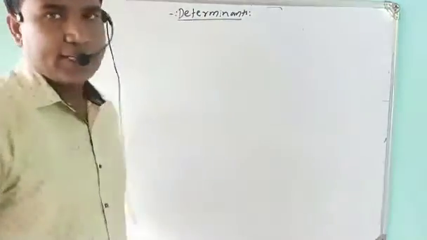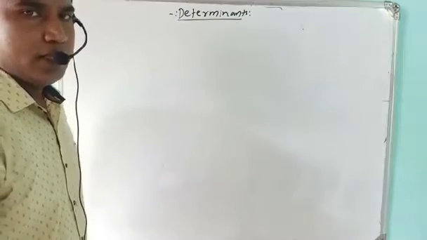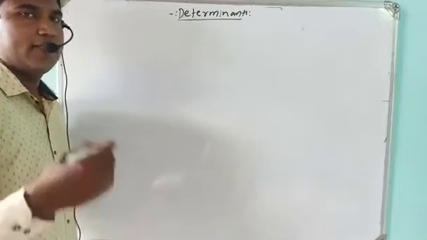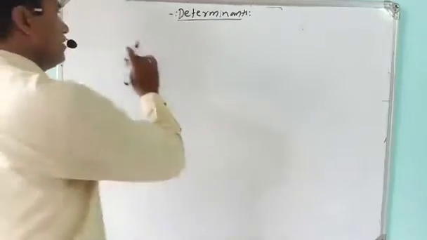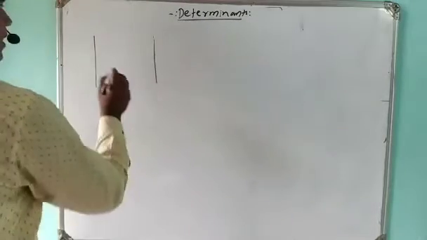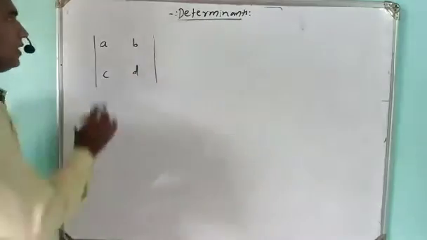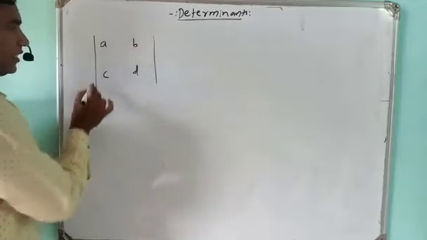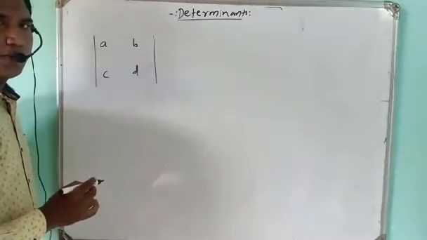As we know, the determinant chapter is already done in standard 10. The only difference is that in standard 10 a determinant of order 2 is there, and in standard 11th a determinant of order 3 is there. These are called the vertical bars. Here A, B, C, D. So this is an arrangement of 4 numbers, arranged in the vertical bars, said to be the determinant of order 2.